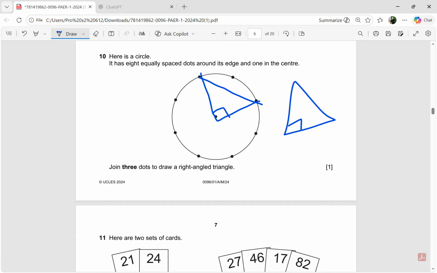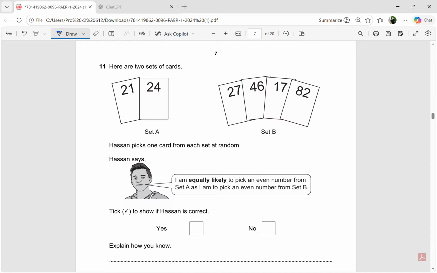You can also be asked to draw an isosceles. For an equilateral, all sides are equal, and for an isosceles, two sides are equal.